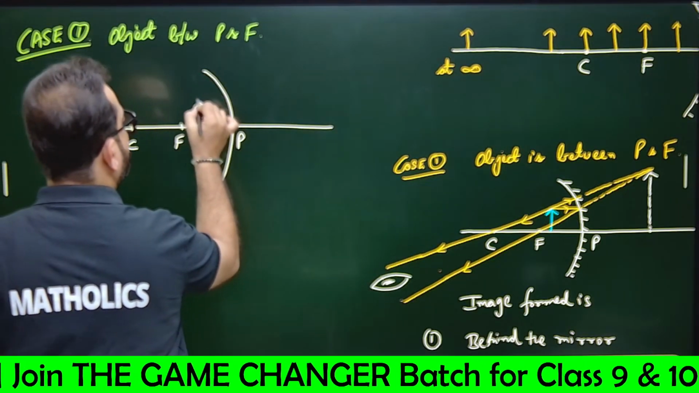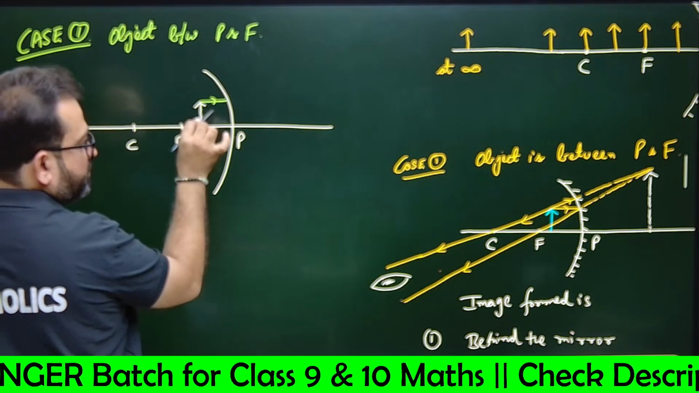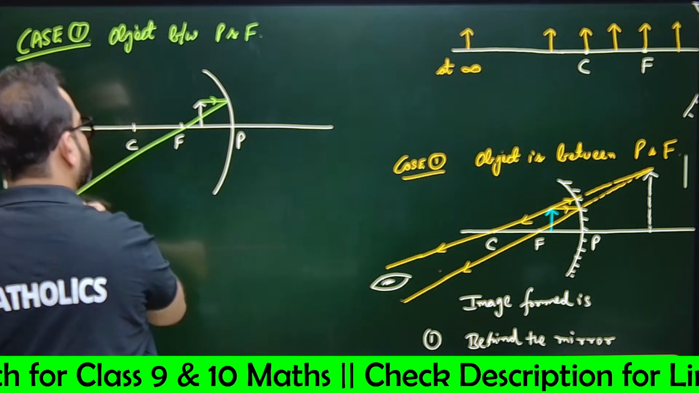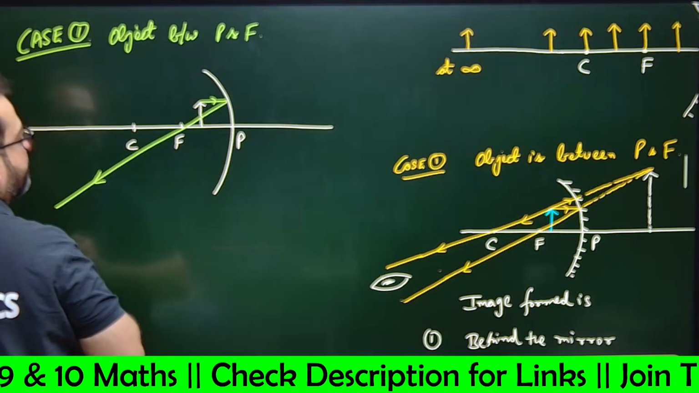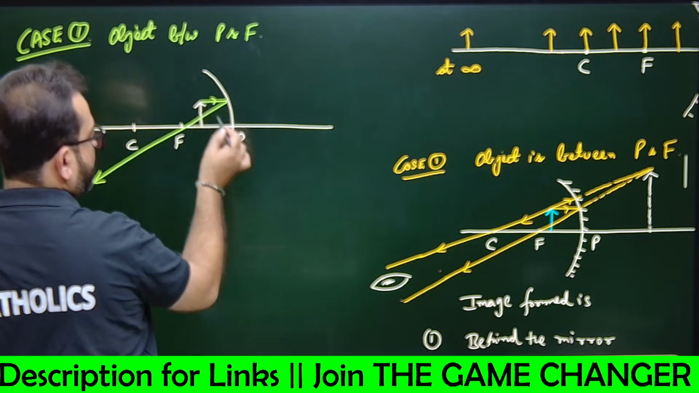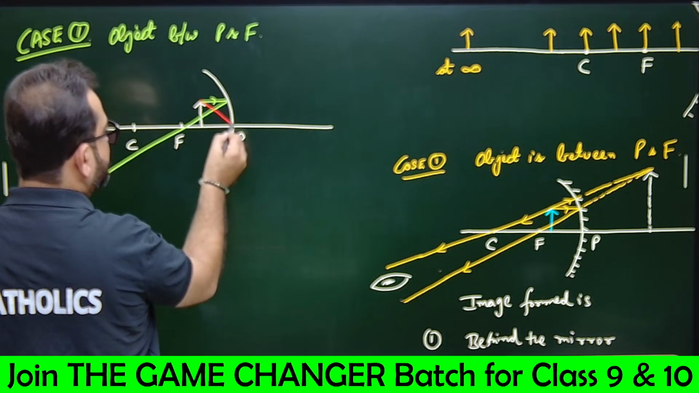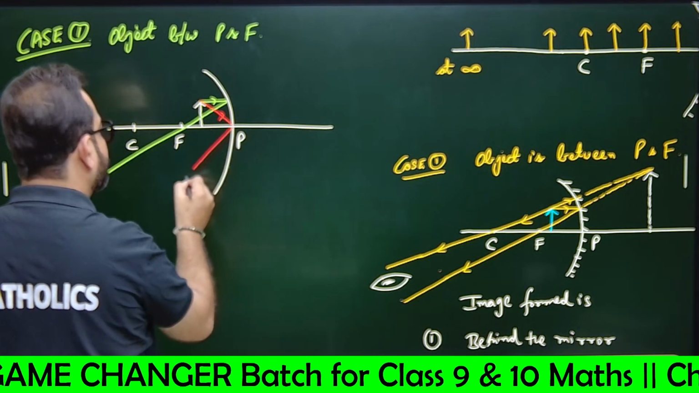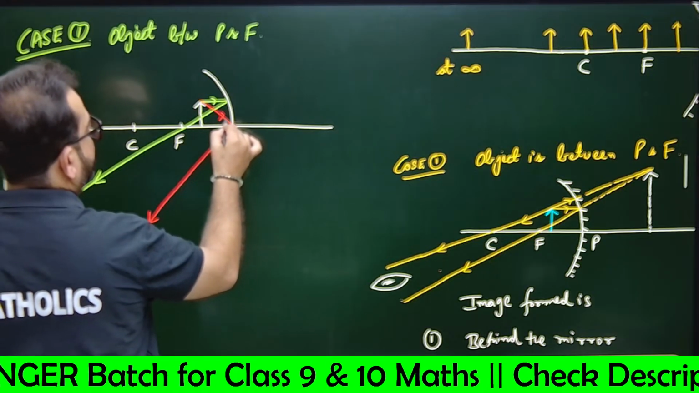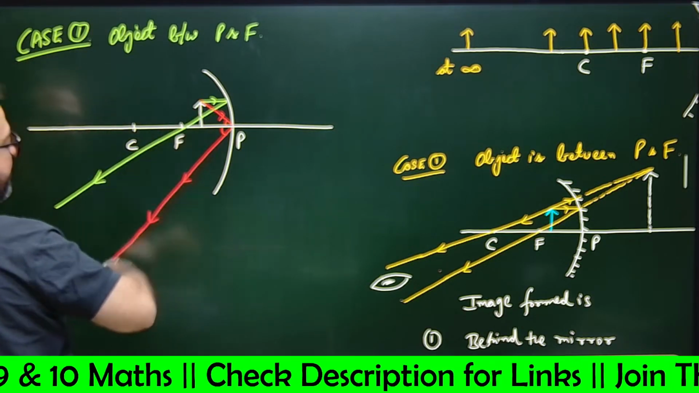So a ray of light will go like this. We know if the parallel ray is going, it will come from the focus. Yes or no? Yes, sir. And if the ray of light is going towards the pole, the second ray of light I am drawing with red color. See, this is coming towards the pole, so it will be reflected back along this. This angle will be the same. Yes or no? Yes, sir. So can you see these rays are expanding?